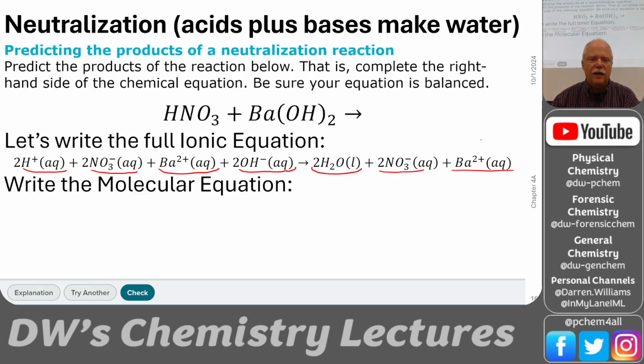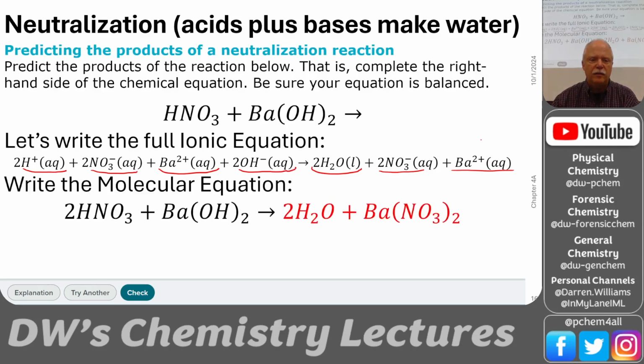So let's write out the molecular equation. Since we had 2 hydroxides, we need 2 protons. And so that's what's going to require the 2 protons and the 2 nitrates. We're going to form 2 water molecules and the barium nitrate.